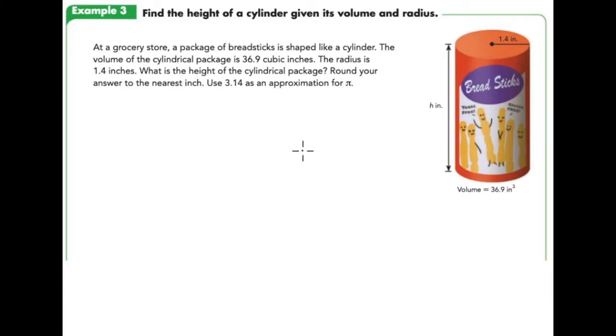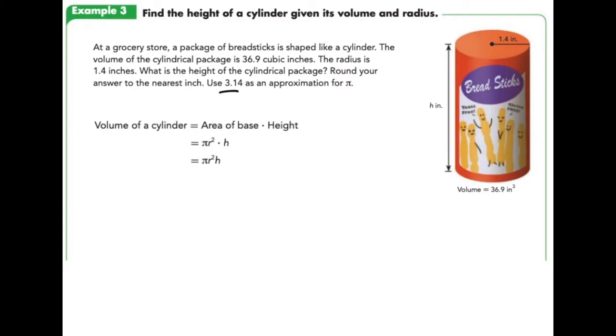In this example, we're going to find the height of a cylinder when we are given its volume and radius. So we know that at a grocery store, a package of breadsticks is shaped like a cylinder. The volume of the cylinder is 36 and 9/10 cubic inches. The radius is 1 4/10 inches. We're asked to find the height of the package, and we want to round our answer to the nearest inch using 3.14 as our approximation for pi.